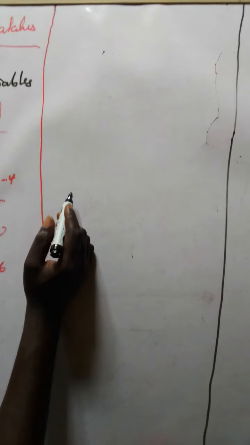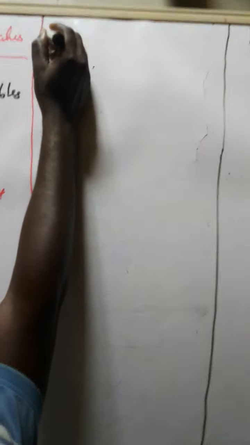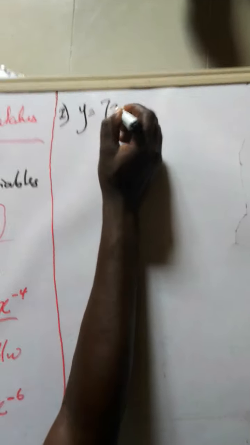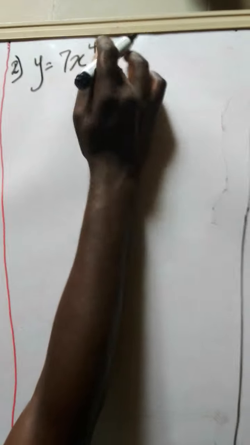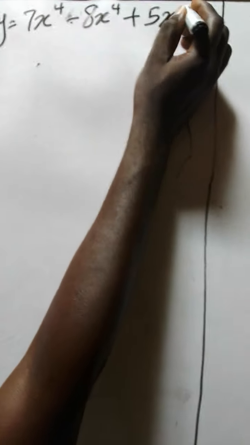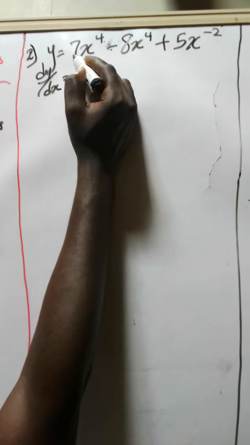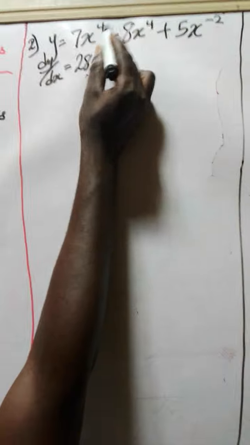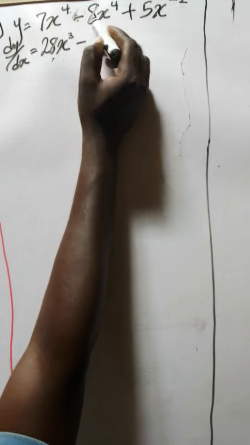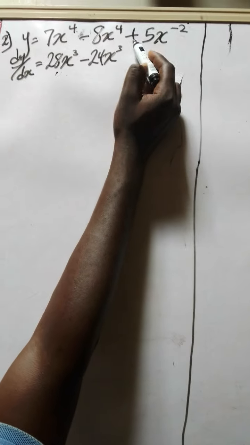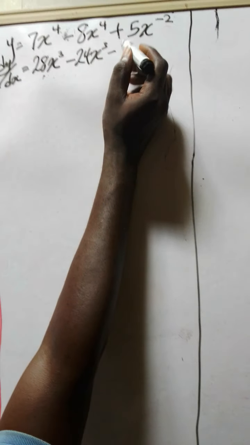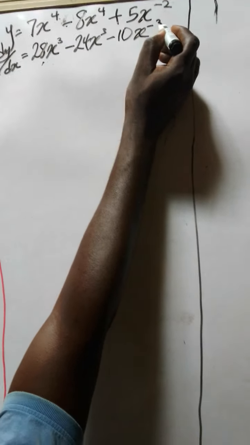To have another example, you have y equals 7x raised to the power 4 plus minus 8x raised to the power 4 plus 5x raised to the power minus 2. Now, since it's y with respect to x, we have dy/dx, which will be equal to 4 times 7, 28, x raised to the power 4 minus 1, 3, minus 4 times 8, 24, x raised to the power 4 minus 1, 3. Then since we have minus, it's going to affect the sign here. That's minus 2 times 5, minus 10, x raised to the power minus 3.